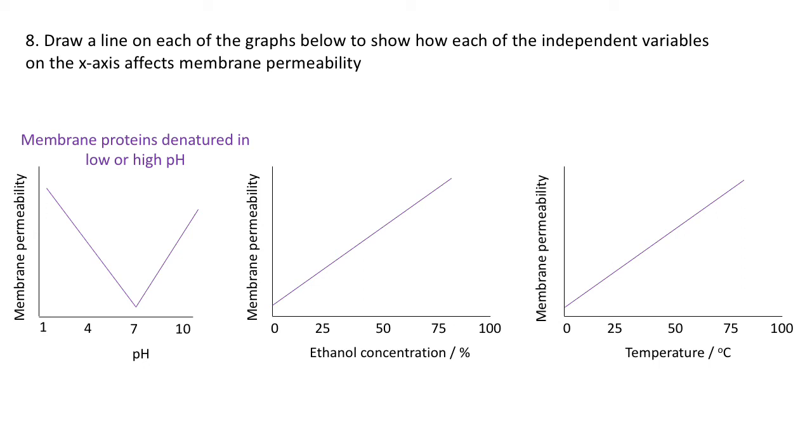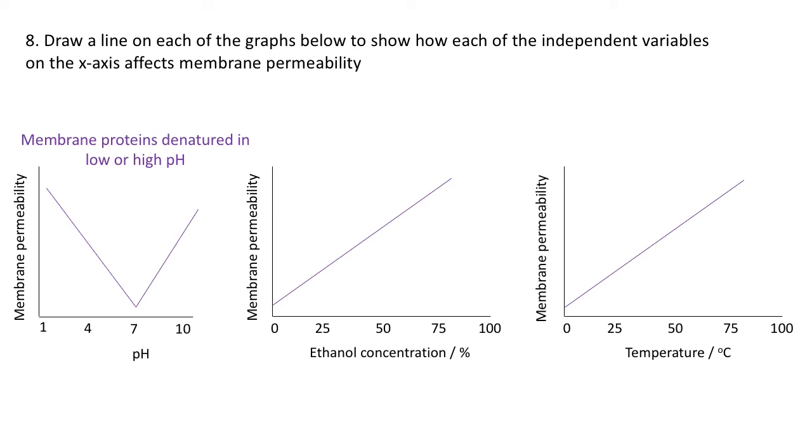So in the case of pH, those extremes will denature membrane proteins. Obviously, some of those are going to be carrier proteins and channel proteins. So if they're denatured, they no longer can regulate what passes through. And as a consequence, permeability of the membrane increases in either acidic conditions or alkaline conditions. Neutral pH, around pH 7 is going to be optimum for the cell.